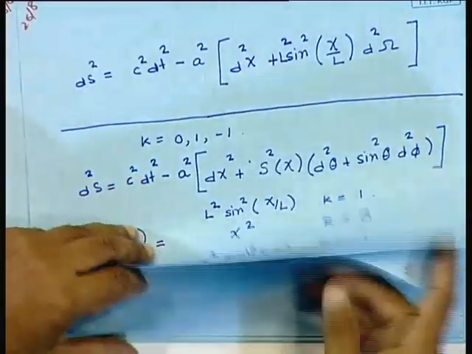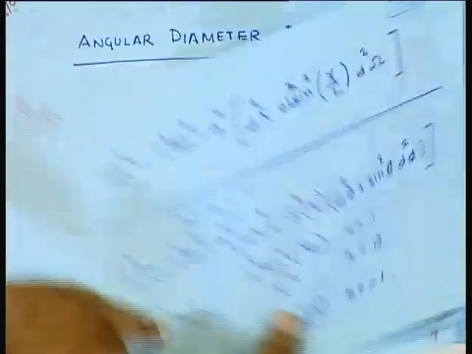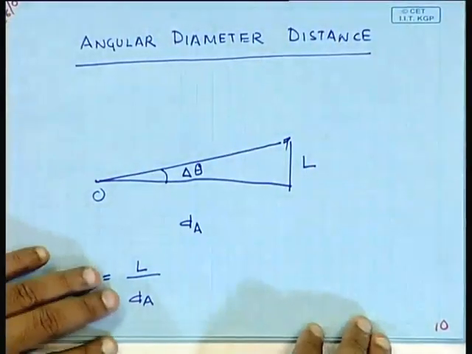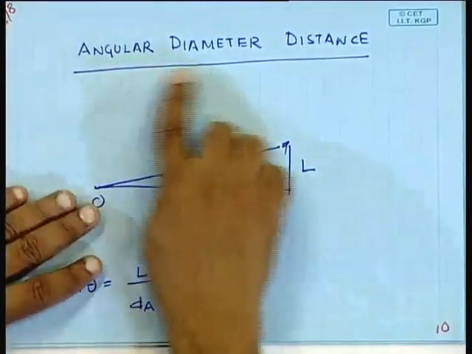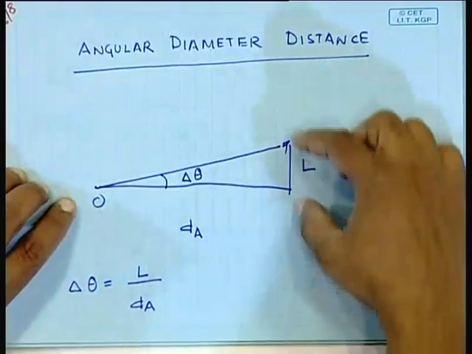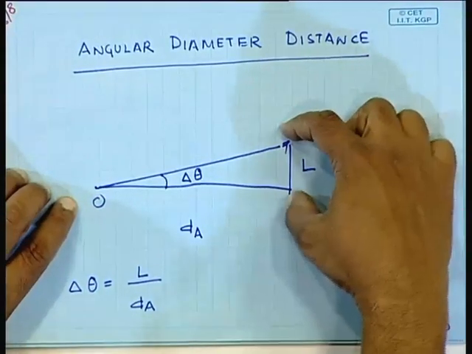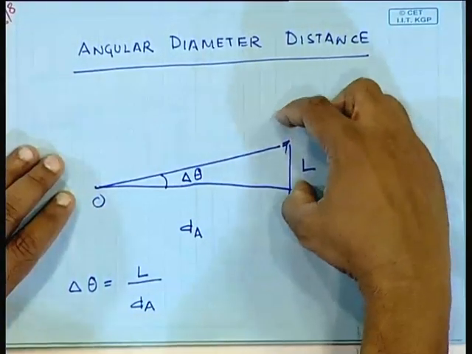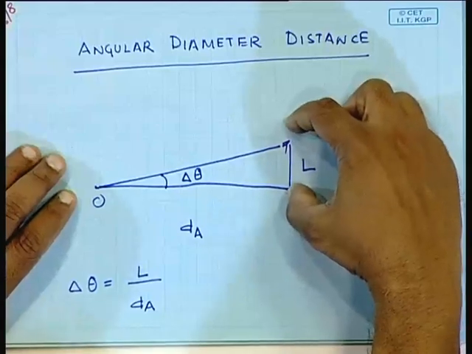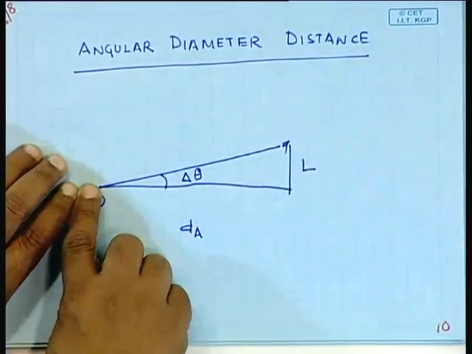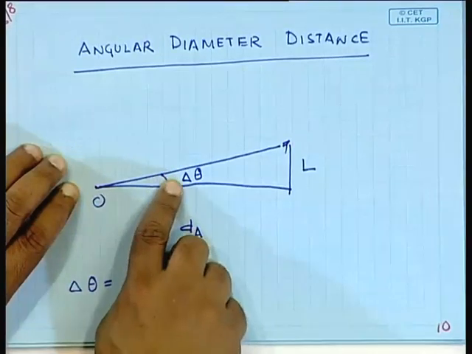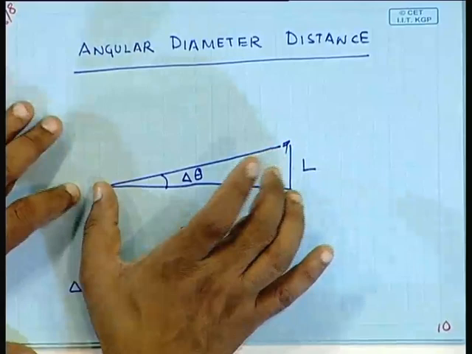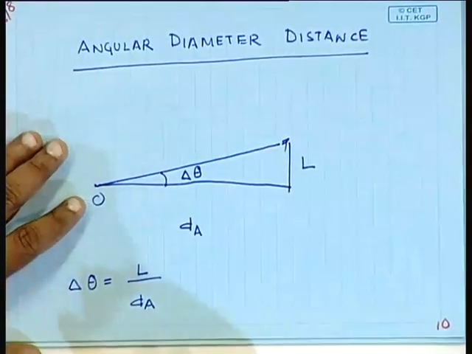Now, having introduced all of this, we considered first the angular diameter distance. This is the ratio of this length to this, okay, other way around. The question is, what angle does an object of length L subtend to an observer? And this angle delta theta is this length divided by the distance. This distance we call the angular diameter distance.